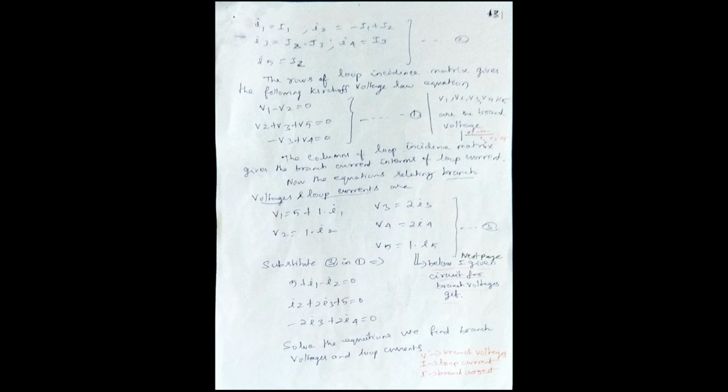Third equations. Next page, I give a circuit for branch voltages sketch. Substitute 3 in 1, we obtain three equations. Solve the equations. Use them to find branch voltages and loop currents. Capital V is branch voltages, capital I is loop current, small I is branch current.